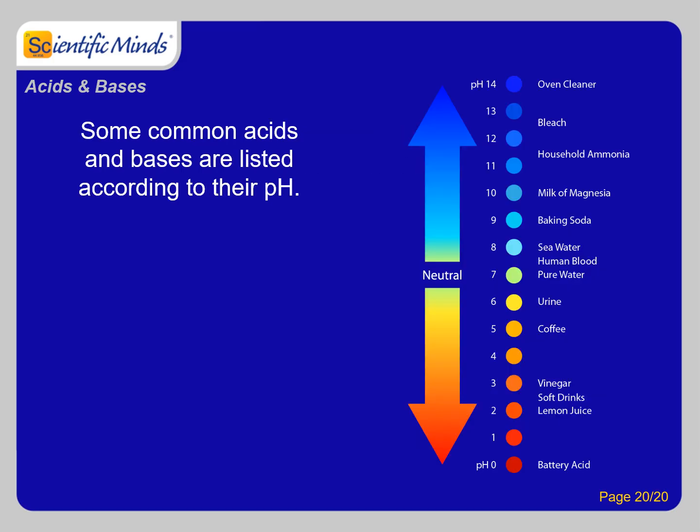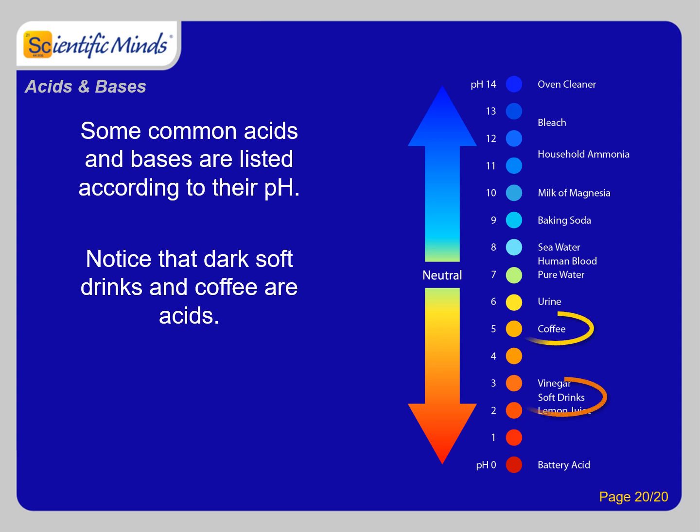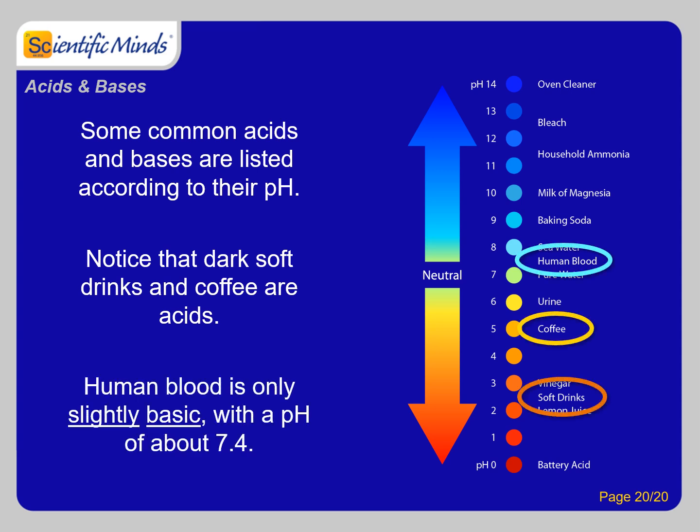Some common acids and bases are listed according to their pH. Notice that dark soft drinks and coffee are acids. Human blood is only slightly basic with a pH of about 7.4.